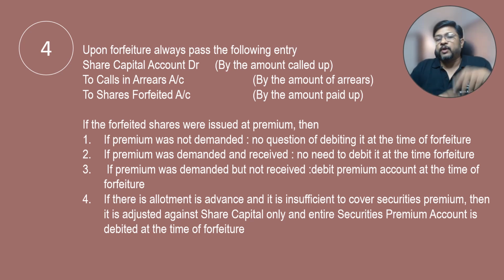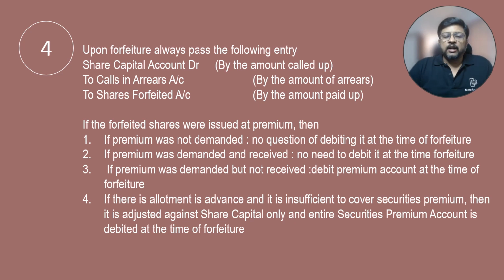If the forfeited shares were issued at premium, then if the premium was not demanded, there is no question of debiting it at the time of forfeiture because it was never demanded. If the premium was demanded and received, then again there is no need to debit it at the time of forfeiture because you demanded it, you received it, so there is no need of cancelling the same. But if the premium was demanded but not received, then debit the premium account at the time of forfeiture. So securities premium account can be debited at the time of forfeiture only if the premium was demanded but it was not received. If it was not demanded or it was demanded and received, there is no need to cancel the securities premium account by debiting the same.